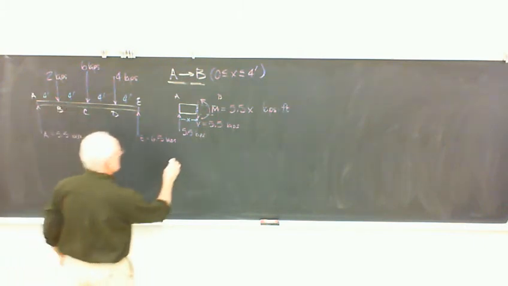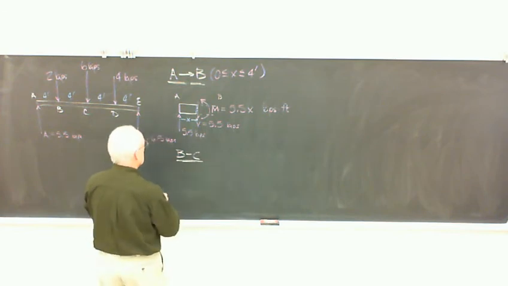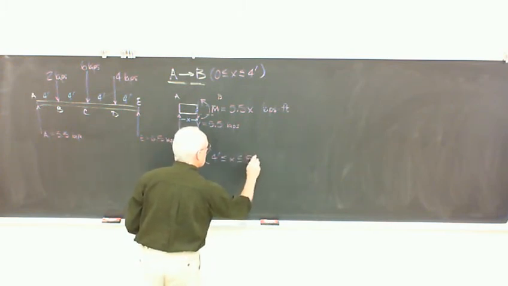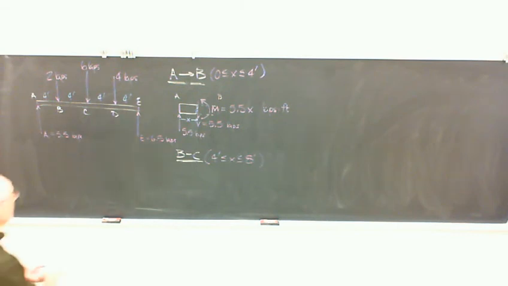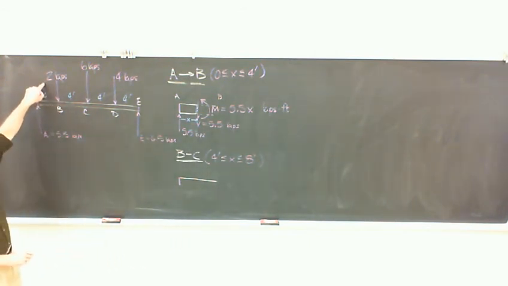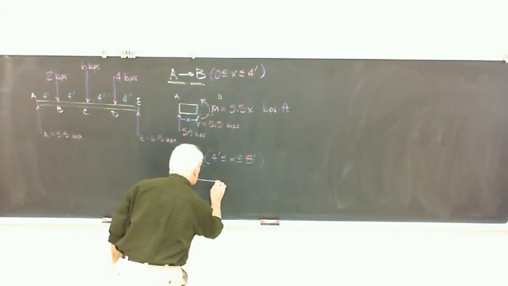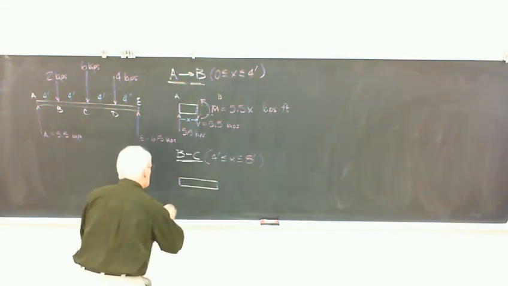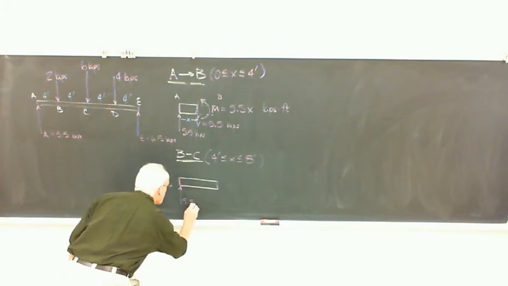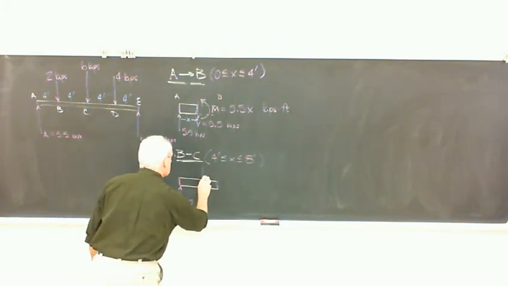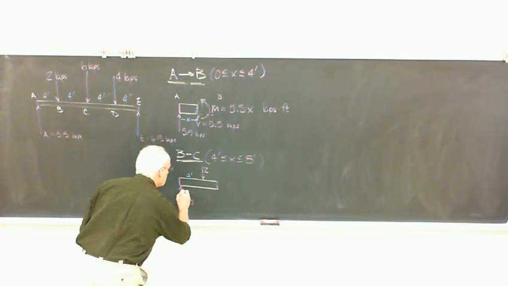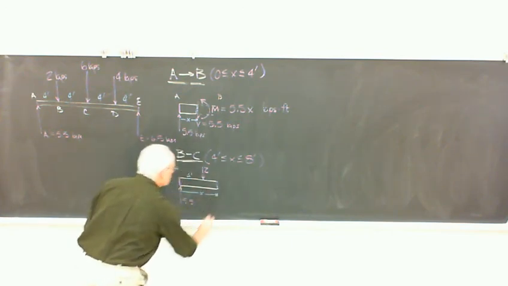Let's now do from B to C, which is 4 feet to 8 feet. And now we have a little bit of beam. We go out far enough. We go past the 2-kip load, but not quite out to the 6-kip load. And see what we've got. Let's see, that reaction is still there. That's 5.5. We have a load there of 2 kips. That's 4 feet away. And we're making some cut again at some place X.